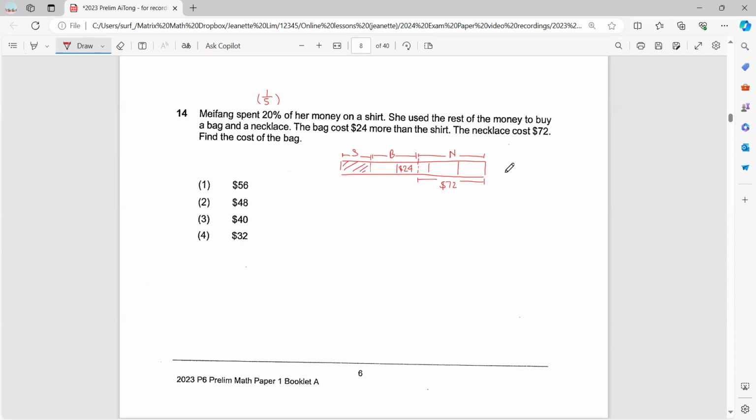So how many units can we find? 1, 2, 3. Okay, so 3 units is $96. Then 1 unit, you will divide by 3, which is 32. How much is the bag? The bag is $24 plus 1 unit. So 32 plus 24 is $56. Option 1.